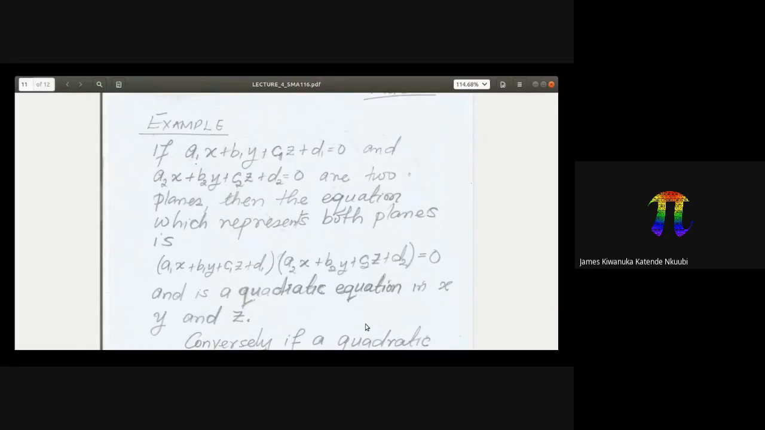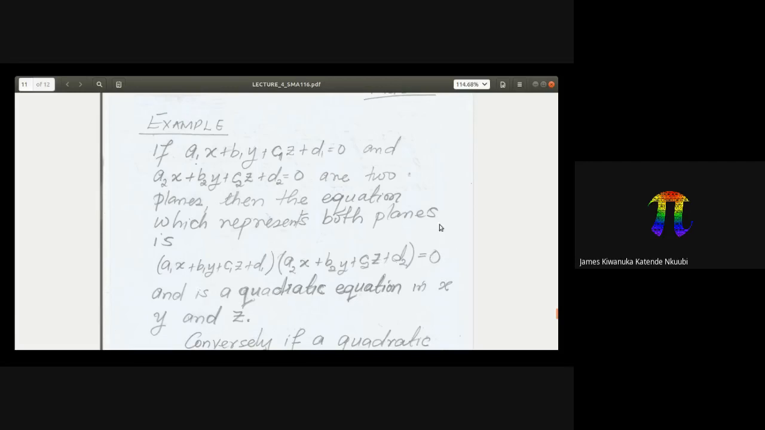So the next one says if A1x plus B1y plus C1z, and these are two planes. We have two planes. How do we set up an equation that represents both planes? Since you know that this quantity is equal to 0, and this quantity is also equal to 0, if you multiply them, we should also get 0. So for any points on the two planes, this product should be true.